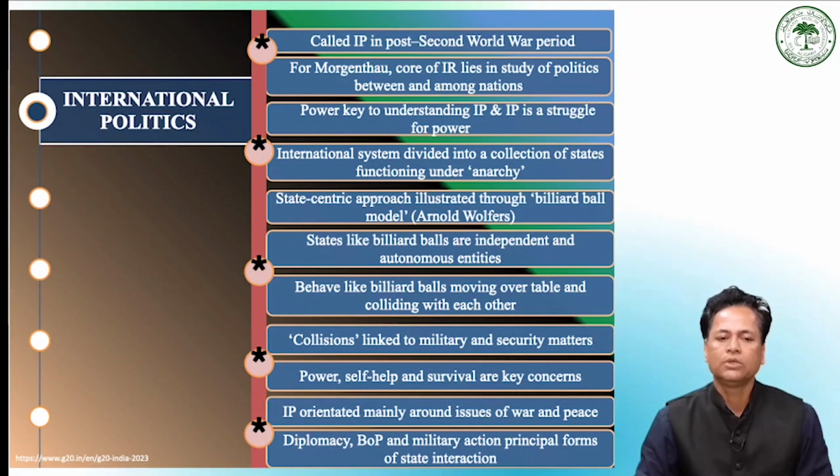The international system was divided into a collection of states functioning under the condition of anarchy. When I am saying anarchy, for the realist, anarchy doesn't mean chaos or disorder. Rather, anarchy means there was the absence of any international authority that could control the sovereign states. This anarchical state-centric approach can be illustrated through a model called the billiard ball model.